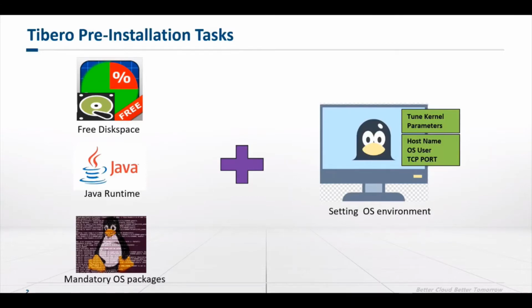You need the host name of the machine to generate the license key. We also recommend you to create a separate OS user called Tibero for Tibero installation. And you may also need to open TCP/IP port like 8629, which is the default port, or you may change the port based on your requirement.